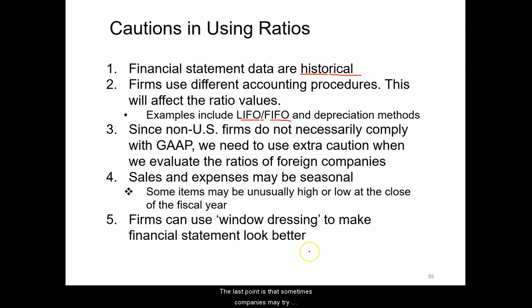The last point is that sometimes companies may try window dressing or other ways to manipulate the financial statements and make them look better. Now, if the numbers on the financial statements are made better, then of course the ratios will look better. But we need to be careful whether the better looking financial ratios are really based on improvement in the company's operations, or because of some manipulations or distortions.